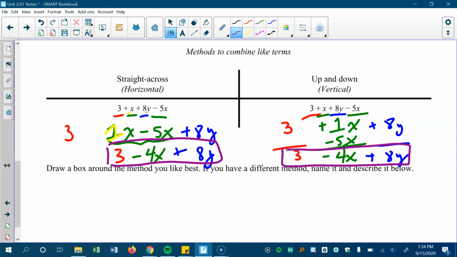Please go ahead and draw a box around the method that you like best. And if you have a different method, go ahead and just describe it below, share it with your teacher, because we are curious as to how you're solving these problems.